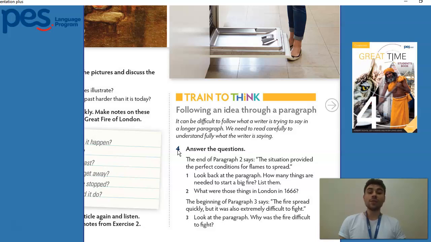Now let's take a look at the next one. The beginning of paragraph 3 says, the fire spread quickly, but it was also extremely difficult to fight. And we have question number 3. Look at paragraph 3 now. Why was the fire difficult to fight?